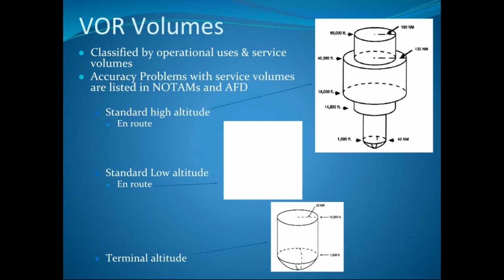So when asked, what is the service volume of a low VOR, you need to say 40 nautical miles. And then if you are asked, what is the service volume of a terminal VOR, you need to say 25 nautical miles. So 130 for a high, 40 for a low, and then 25 for a terminal.